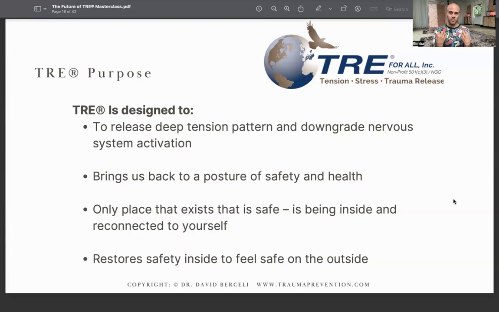So what TRE does is it really goes in and releases all of this stress and tension so that you can come out of it. You can let go of that stress and come into a posture of safety and health. It brings you back into the now and the inside of yourself. It connects you to yourself, and it really restores safety for you.